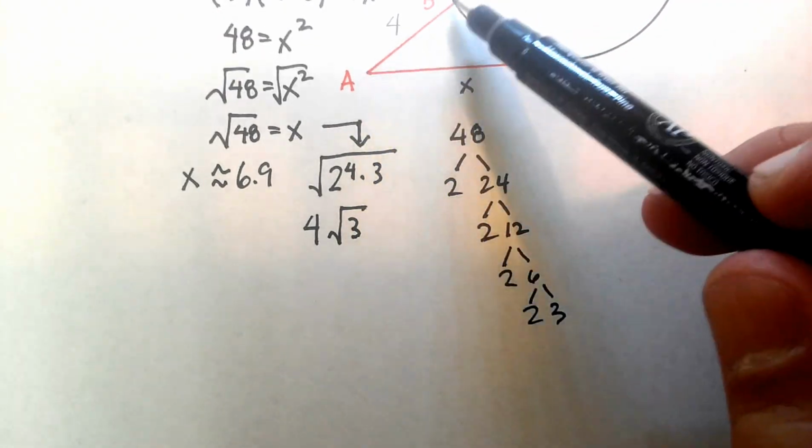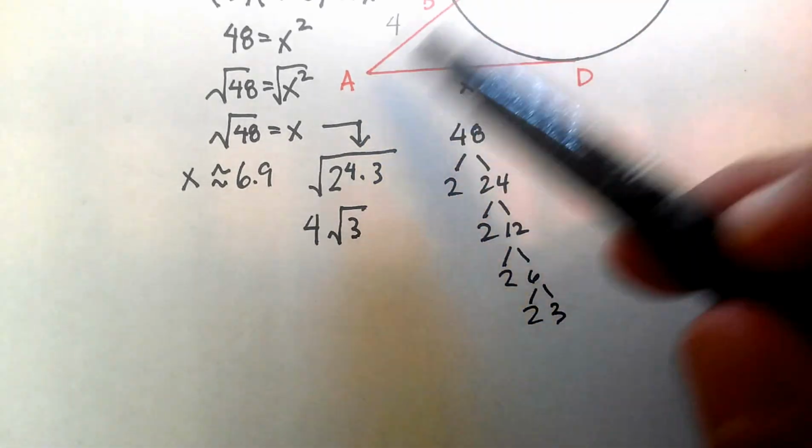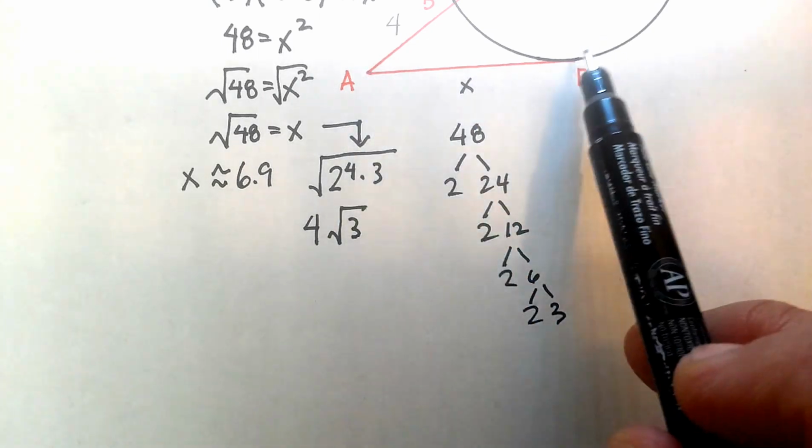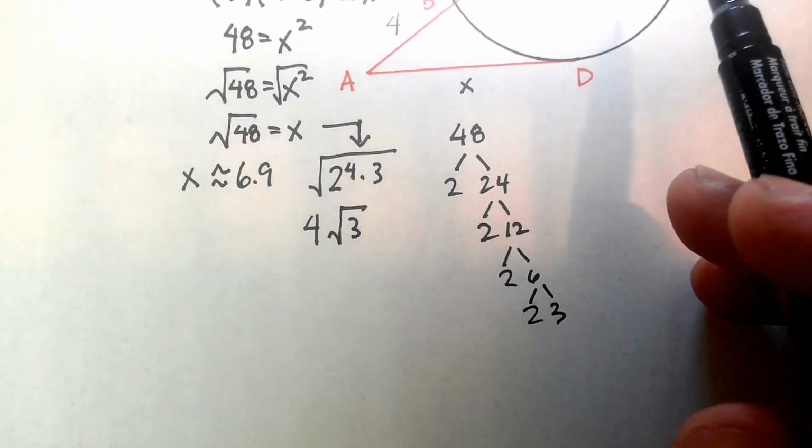Okay? So again, just for review, if you have a tangent and a chord, if you multiply the segment external times the whole chord, it will be equal to the tangent squared, from the point of tangency to the external point.